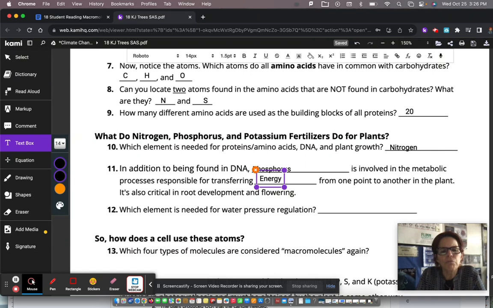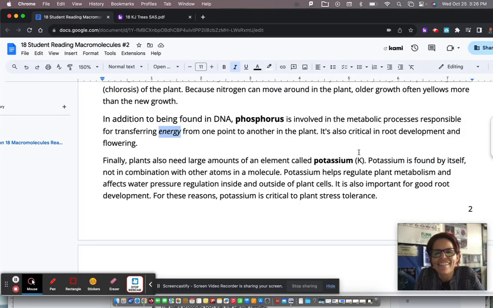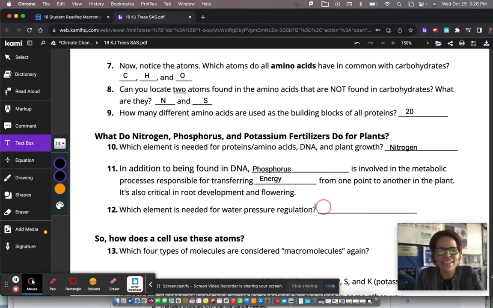Awesome. Number 12, which element is needed for water pressure regulation? That's that hypertonic, hypotonic thing. Which one was that? Oh, right. It's the letter K, potassium. That's it.